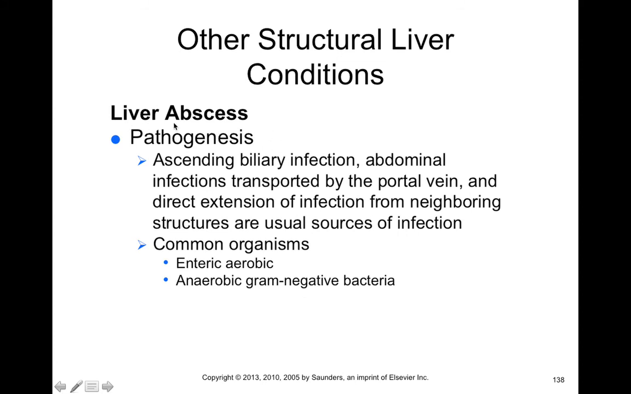Now, liver abscesses are basically just other structural conditions that can occur. So an abscess may come from an ascending biliary infection. We talked about how if someone has biliary stasis, that can put them at risk for a bile infection. And this can ascend up into the liver and cause abscesses within the liver, and otherwise abdominal infections can eventually reach the liver through areas like the portal vein or the bile system. And this is often caused by certain aerobic organisms as well as anaerobic gram-negative bacteria.